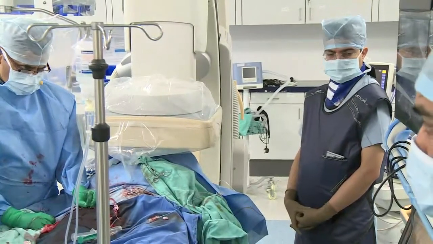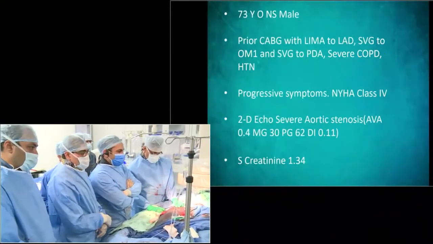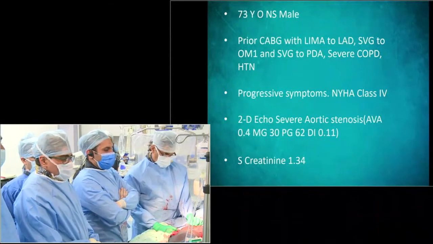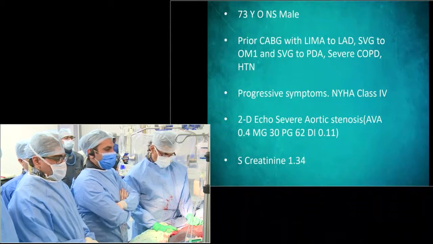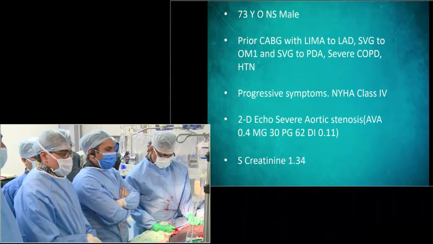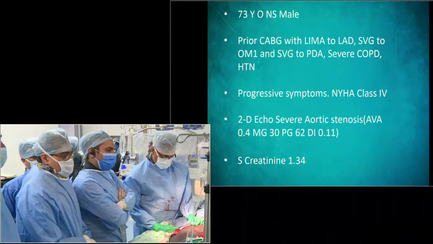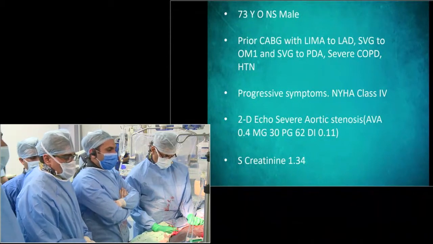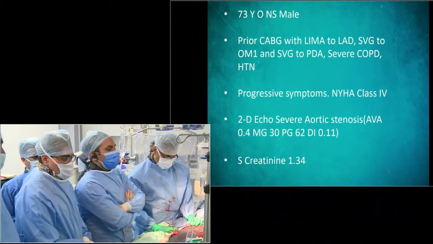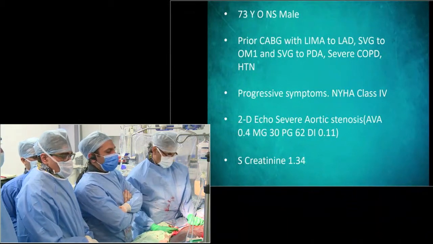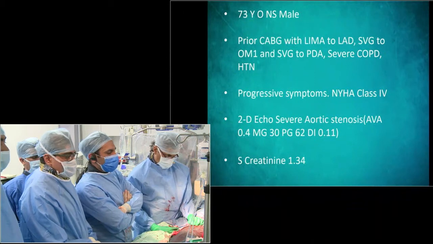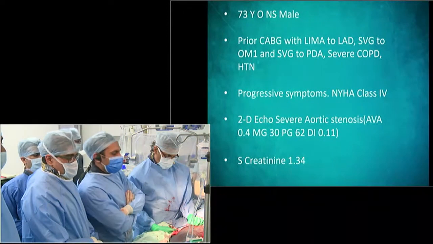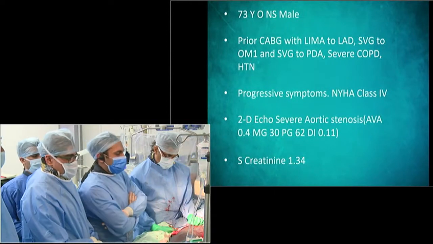Let's go to the slide, please. So he's a 73-year-old gentleman, had prior CABG with LIMA to LAD, vein graft to OM, a vein graft to PDA, severe COPD, had progressive symptoms, and was admitted with class 4 three weeks ago, was optimized, and now is in class 3. His 2D echo showed severe aortic stenosis, aortic valve area of 0.4, mean gradient of 30, peak gradient of 62, dimensionless index of 0.11, serum creatinine of 1.3, and his EF was 30%.